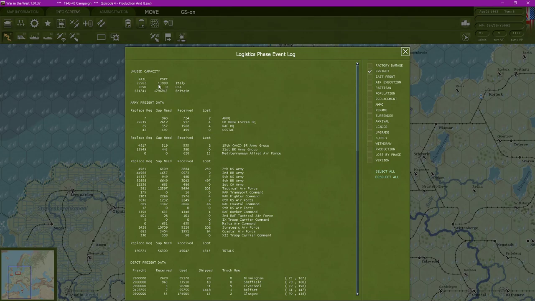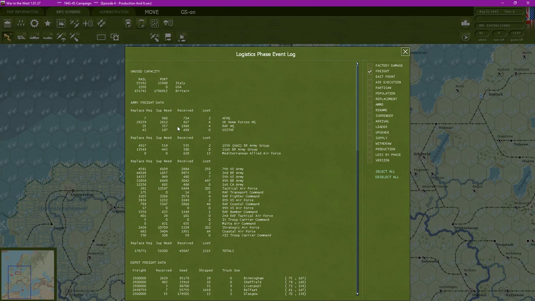So you can see here that we have 13,998 tons of port capacity in Italy, i.e. Sicily, that we occupy. Unless this, well, this is unused capacity then. That's interesting. This is available in this moment of time, I believe.